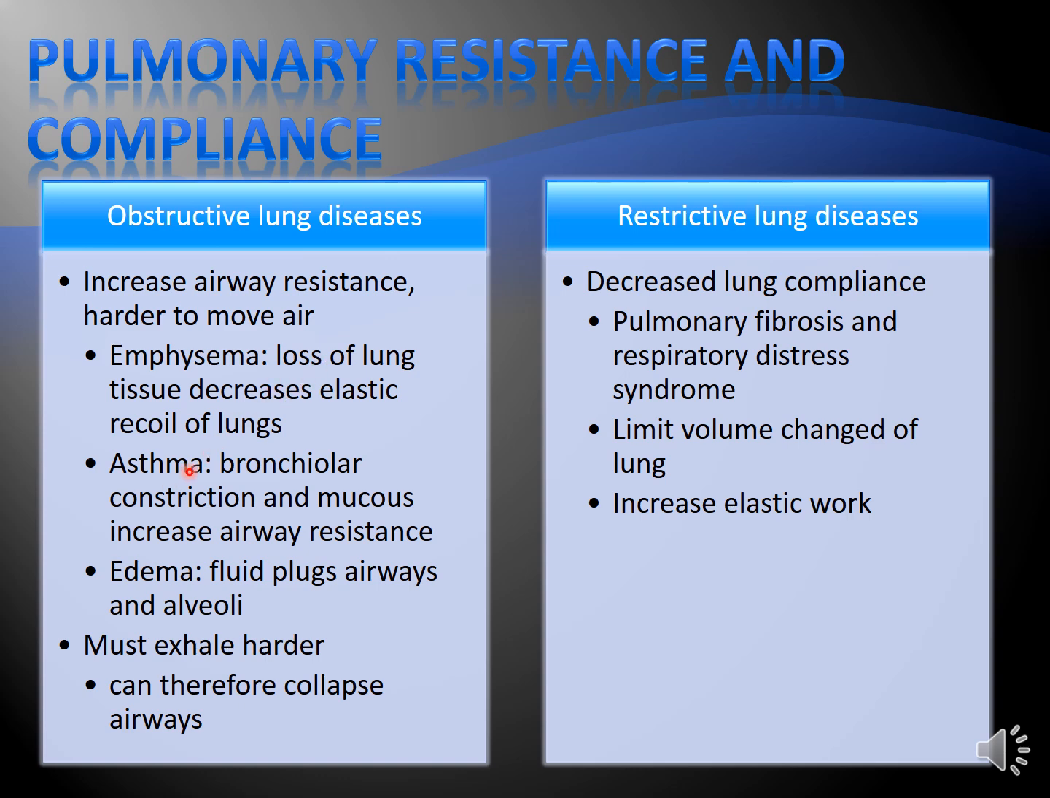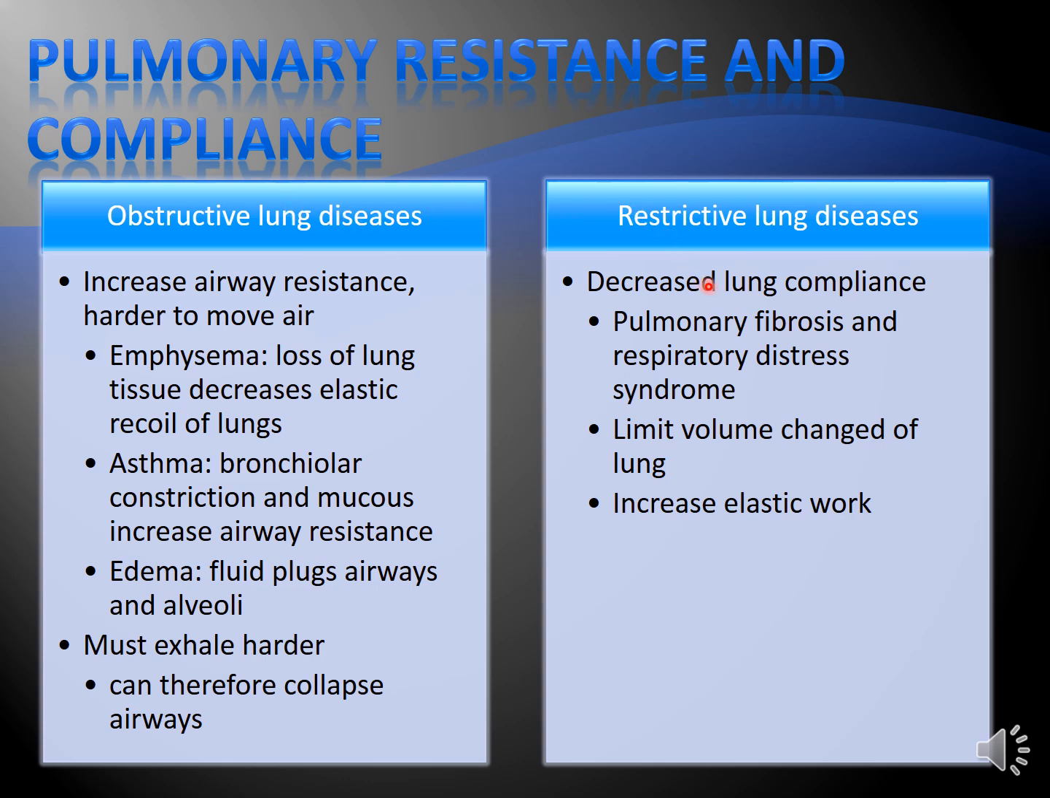Asthma is pretty easy to understand if you have a muscular constriction of the tubes, because there's muscle that goes around it, then those tubes get small and it's hard to breathe. And then for edema, you simply have fluid in the way, and that makes it hard to move air back and forth. So all of these are considered obstructive lung diseases.